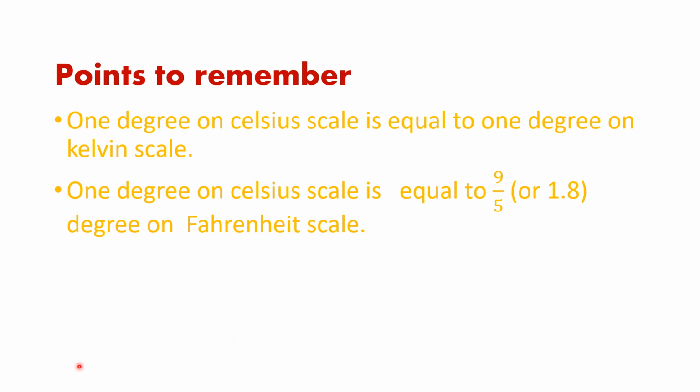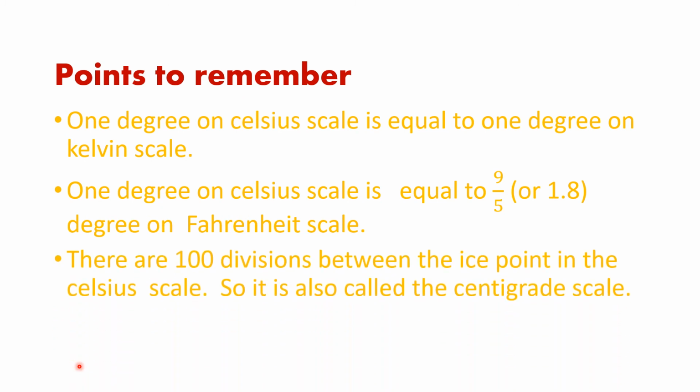Now you don't have much problems like that. There are 100 divisions between the ice point and steam point in the Celsius scale, so it is called a centigrade scale. Because 100 divisions are there, it is called centi. Wherever centi comes, you know 100. Century means 100 runs, isn't it? So centi word is for 100. That is why it is called centigrade.